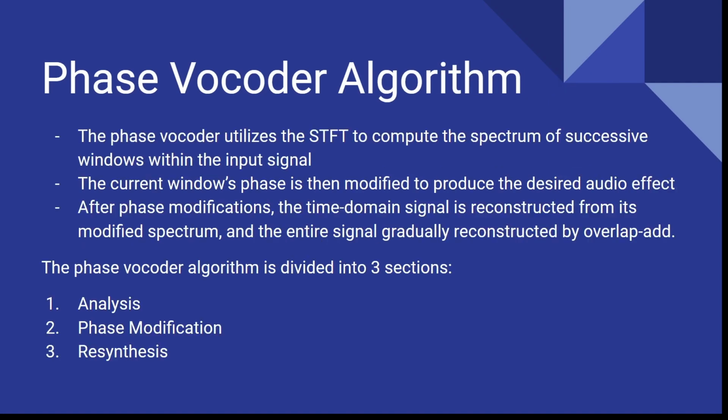The phase vocoder algorithm utilizes the short-time Fourier transform to compute the spectrum of successive windows from an input signal. The current window's phase is then modified to produce the desired audio effect. After these phase modifications, the time domain signal is reconstructed from its modified spectrum and the entire signal reconstructed by the overlap add algorithm. The phase vocoder algorithm can be divided into three sections: analysis, phase modification, and resynthesis.